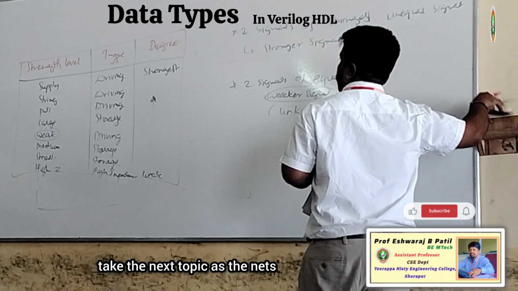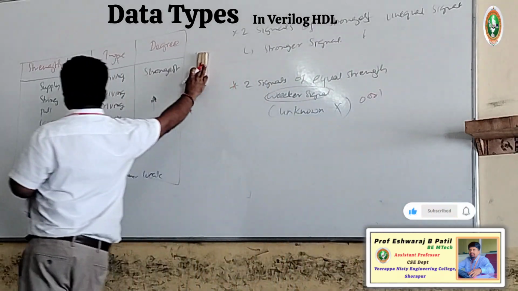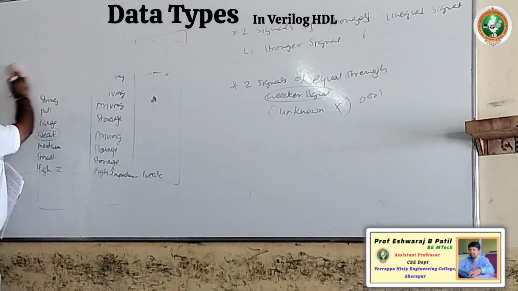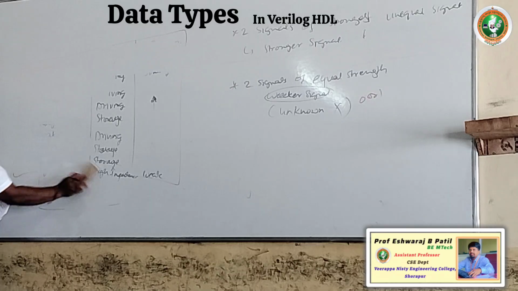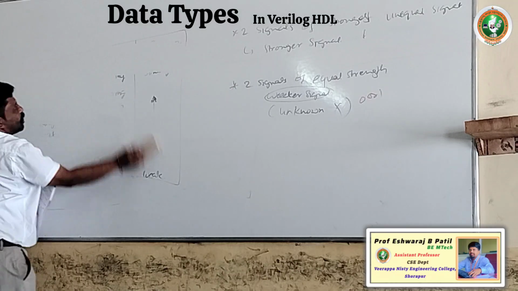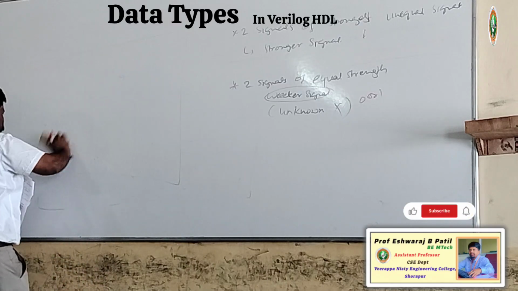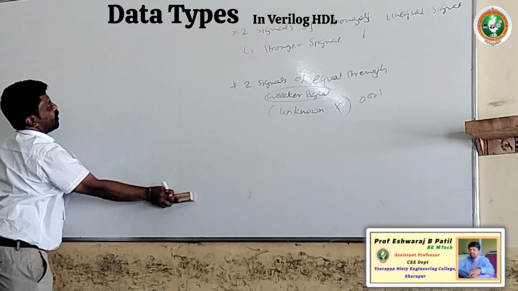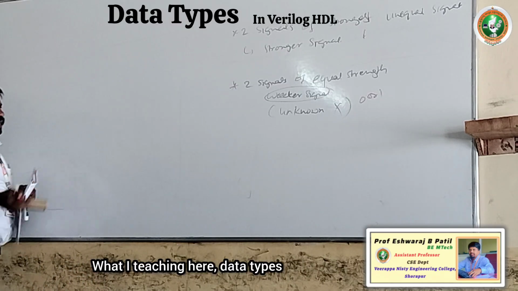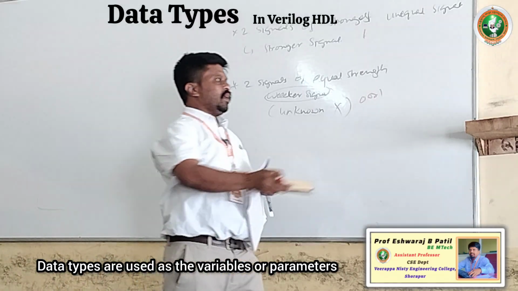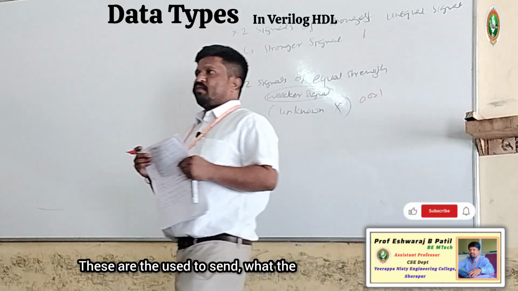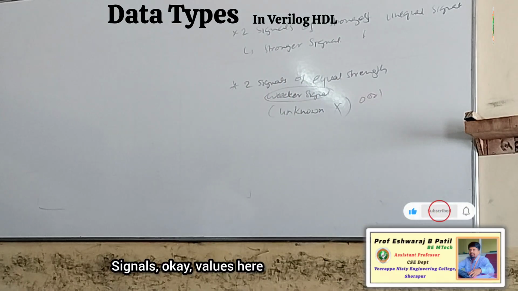Take the next topic as the nets. What I am teaching here is data types. Data types are used as the variables or parameters. These are used to send the signals, the values here.